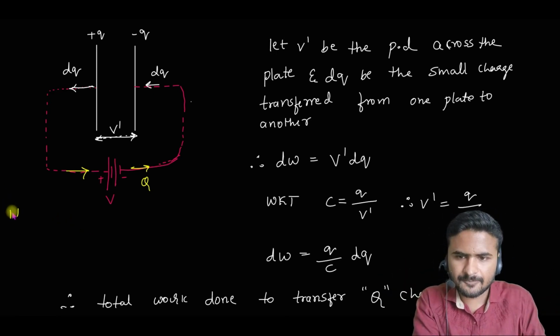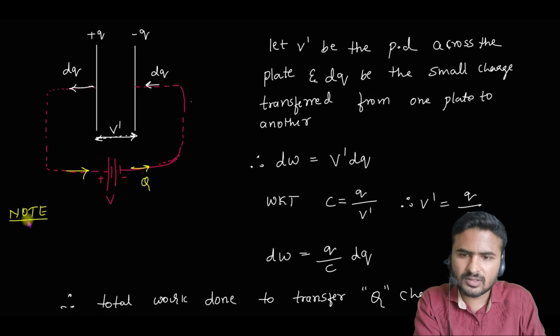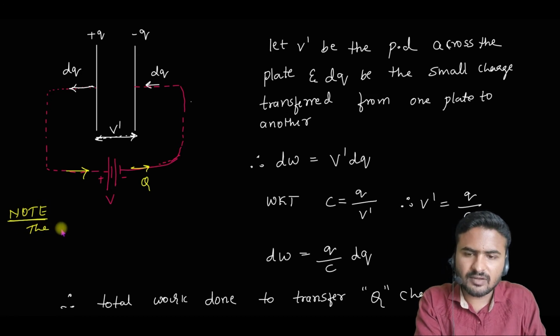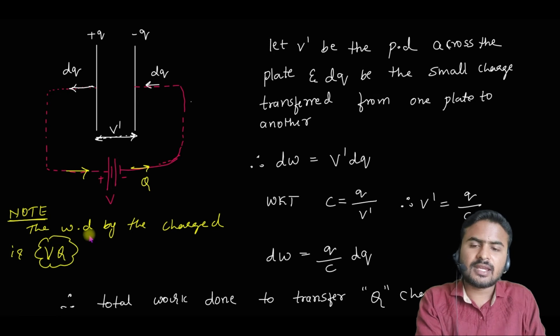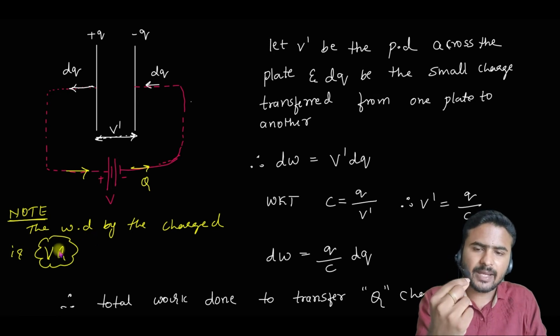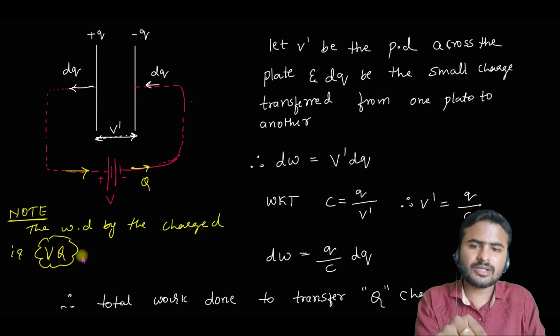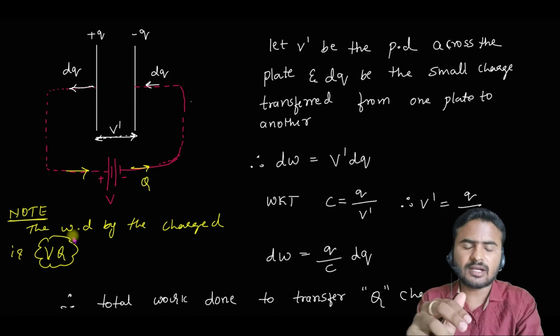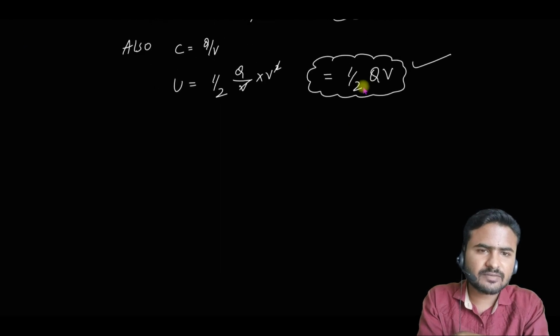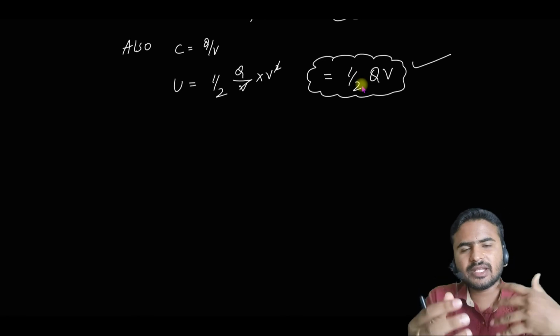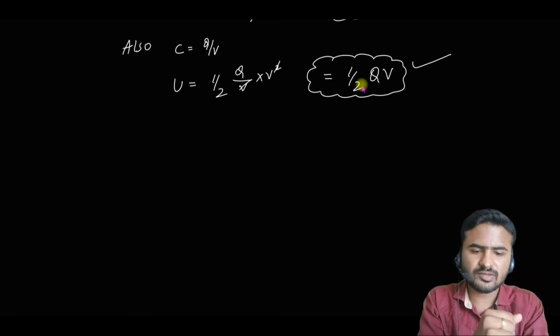So I'm going to write here a note. This is an important note. The work done by the charger is capital V into Q. In that, only half of that, capital V into capital Q divided by 2, that's half of the work done by the charger, is the energy stored in the capacitor. You see here, half QV is the energy stored in the capacitor. So the remaining half QV is dissipated. This you should remember.